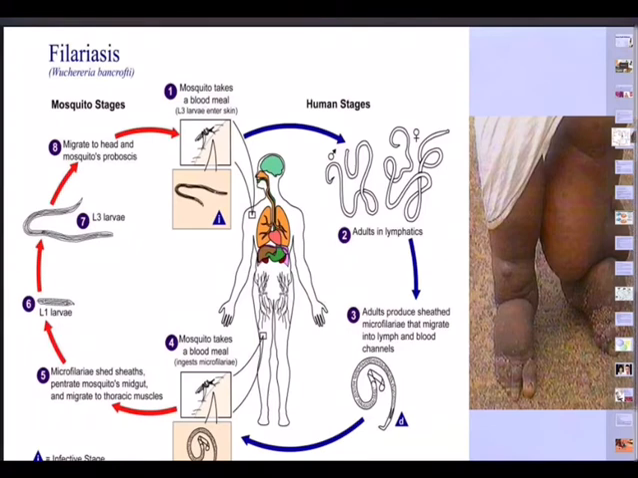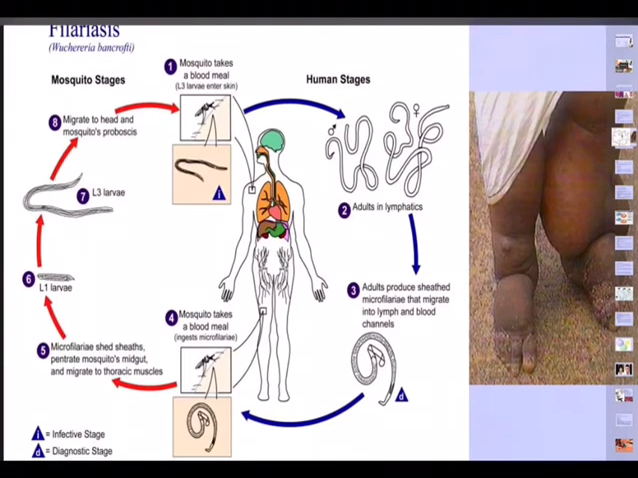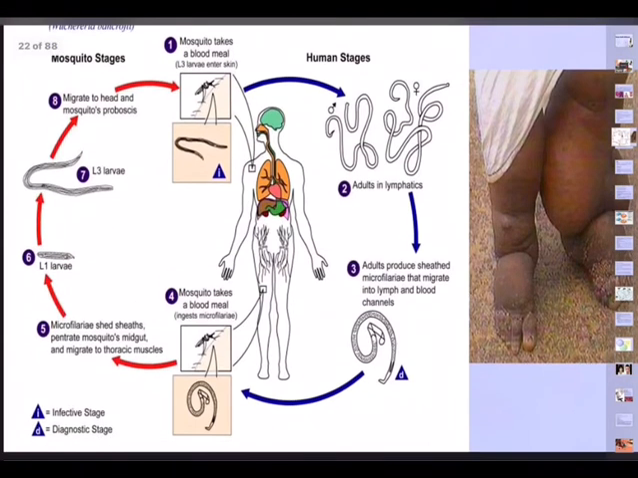How does it spread? Look at number one. The mosquito takes a blood meal, the mosquito bites, and releases a lot of larvae that become adults in the lymphatics. And these third-stage adults produce sheathed microfilariae which migrate into lymph and blood. So they are reaching the target area. And the mosquito takes another bite, ingests the microfilariae, and then the microfilariae shed their sheaths, penetrate the mosquito's midgut and migrate to the thoracic muscles.